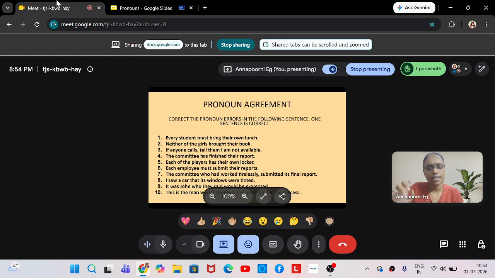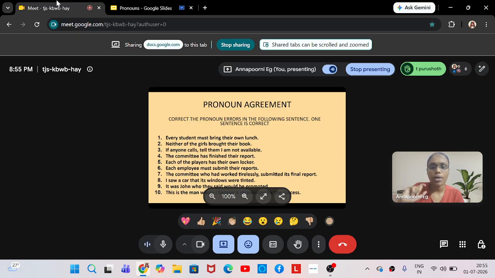Next is: The committee has finished their report. The committee should be taken as a unit, a single unit. So: The committee has finished its report, not their report. Then: Each of the players has his own locker, not their own locker. Each employee must submit his reports. Each employee must submit their own reports.